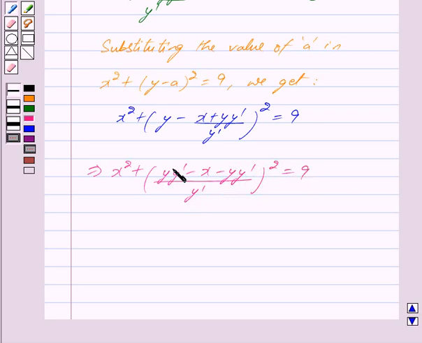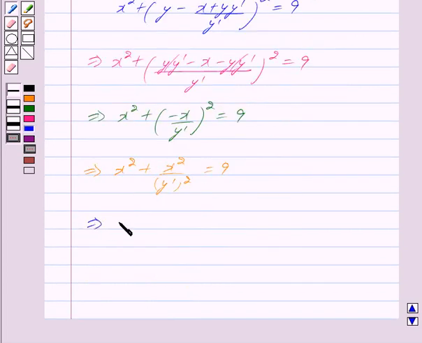Now we can cancel out y into y dash. We get x square plus (minus x upon y dash) whole square is equal to 9. We can write this as x square plus x square upon y dash square is equal to 9, and this further implies x square into y dash square plus x square is equal to 9 into y dash square.